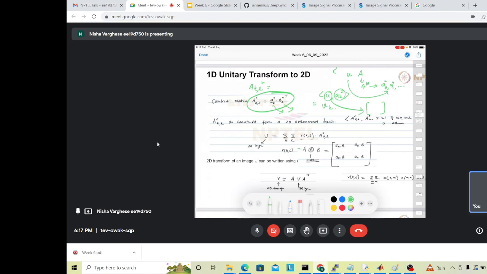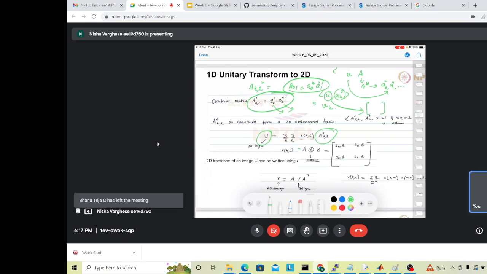So if you want to find out A01, you have to take A0 star and A1 star transpose, and just find the product to find out A01. Similarly, if you have to find out A11, you have to take A1 star and A1 star transpose. So by taking the product of each A0, A1, A2, etc., AK, you can find out AKL star, and using that you can find out the 2D image like this.